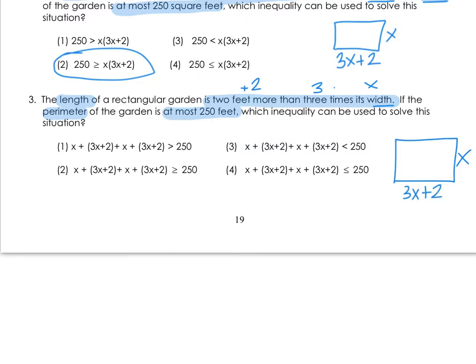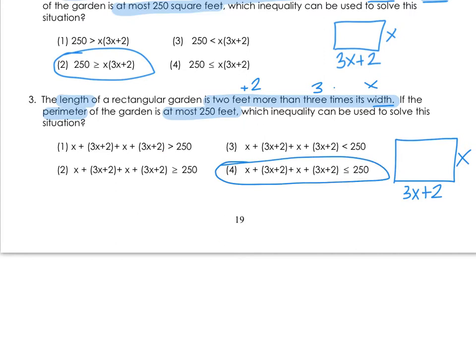Now they're talking about perimeters, so that means I'm going to add up all 4 sides. But again, if I look over at my options, they all show all 4 sides being added. So that doesn't help me eliminate any options. So then I have to look at, it's at most 250 feet. So again, this is the side that's representing the perimeter. This is adding up all the sides. The perimeter is at most 250. So that means that it can be less than or equal to the 250. So that would be choice 4 here.